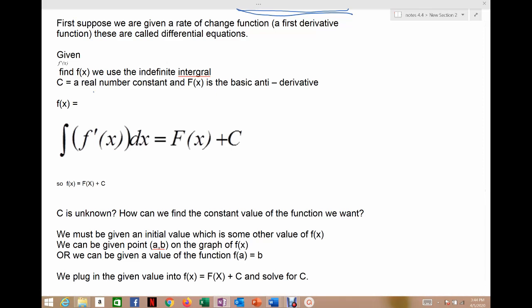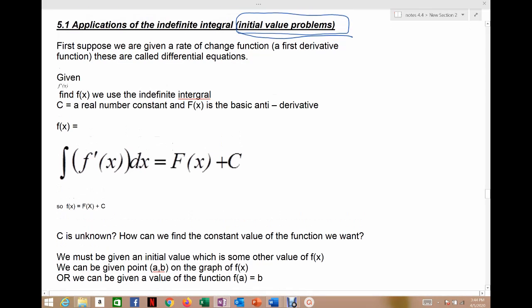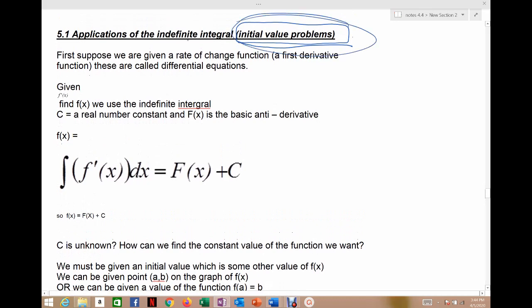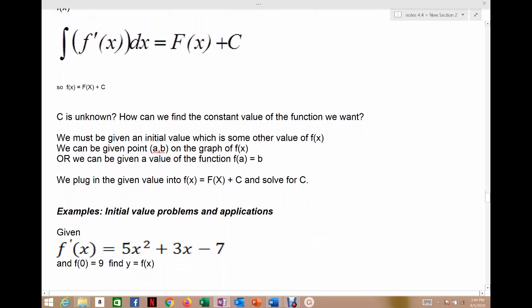functions. And what we need is some piece of information, which is why it's called the initial value problem. We have to be given some initial information so that we can find the real number value that goes along with it, that constant that makes it the specific function we're looking at. We use the indefinite integral, integration of the derivative, so the derivative is inside my integral, and we find the general antiderivative and tack on this unknown constant. So my original function f of x is my general antiderivative plus some constant.